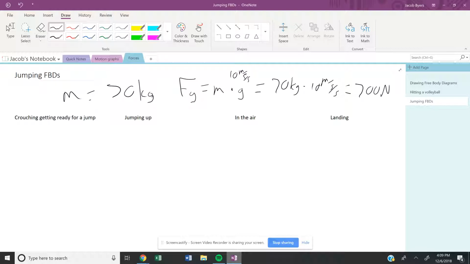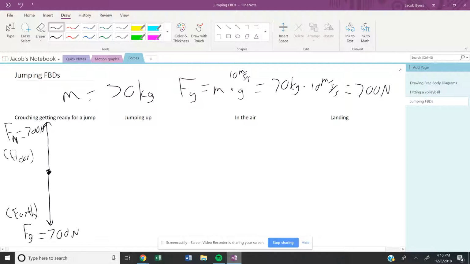So 70 kilograms times 10 meters per second squared gives us 700 newtons as my force of gravity. When we're crouching, getting ready to jump, my force of gravity due to the Earth, F_g, is 700 newtons, because of Earth pulling me down. On the other hand, I'm standing on the ground. I'm not accelerating up or down yet. My body hasn't moved, and so my normal force, let's make that a capital N, is also going to be equal to 700 newtons from the floor.